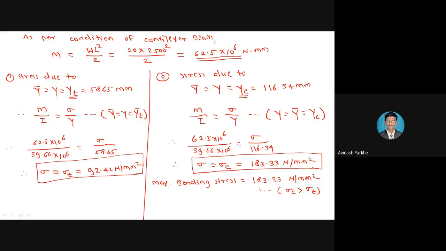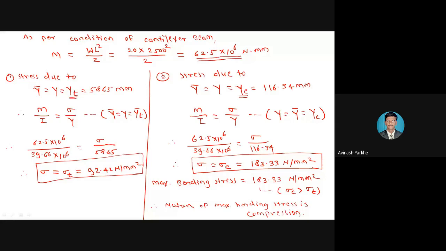And what is the nature of that particular maximum bending stress? Please tell me what is the nature, whether it is tension or compression. Compression. Therefore, once again, the nature of maximum bending stress is compression. So like that, we have to write down the answer at the end.